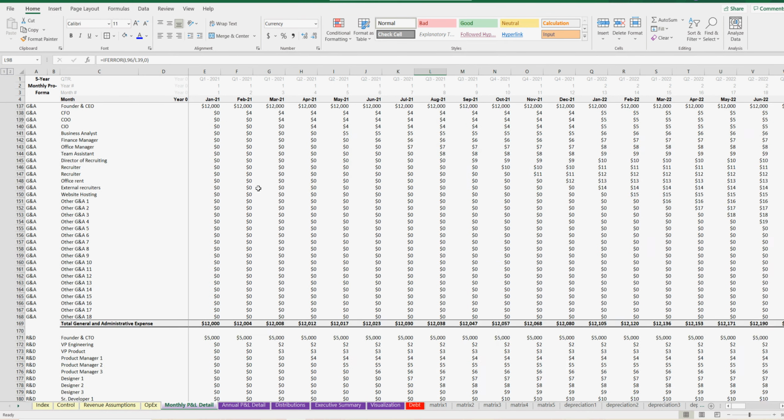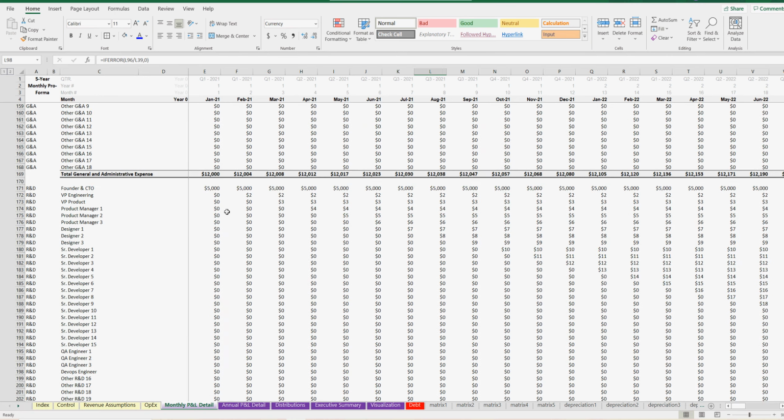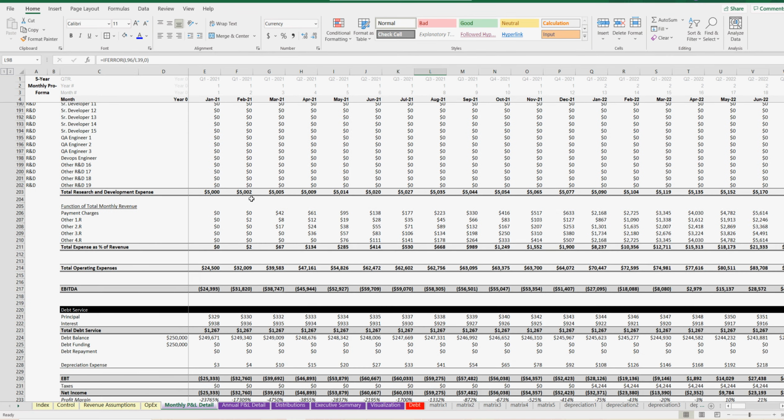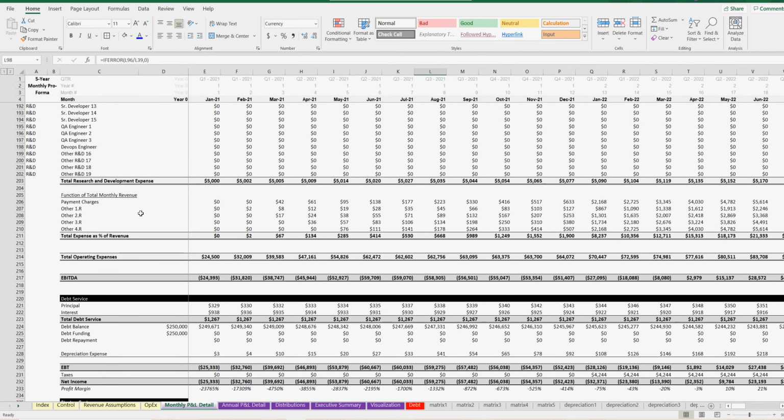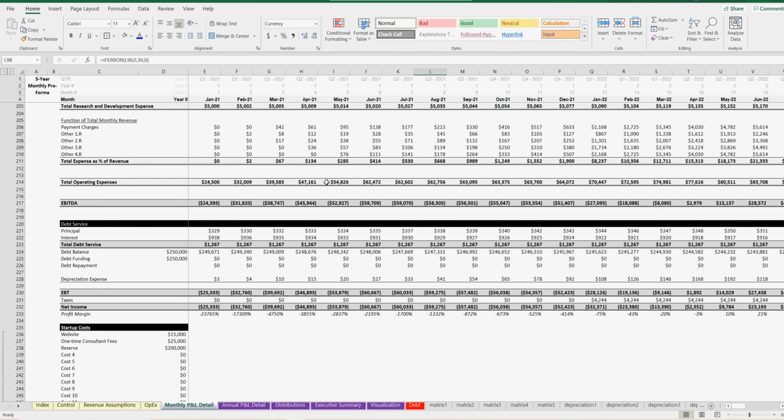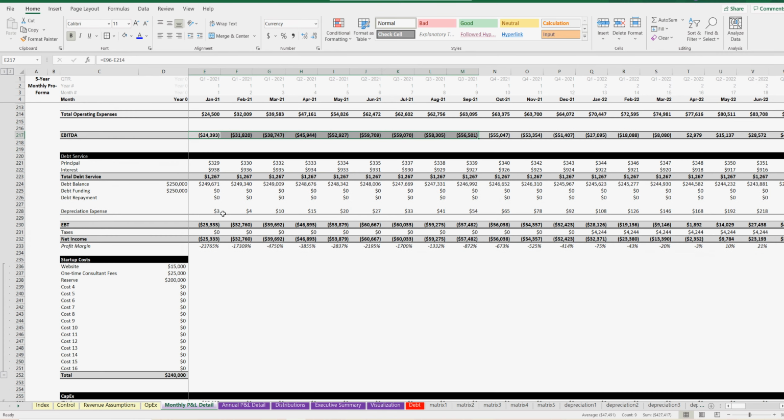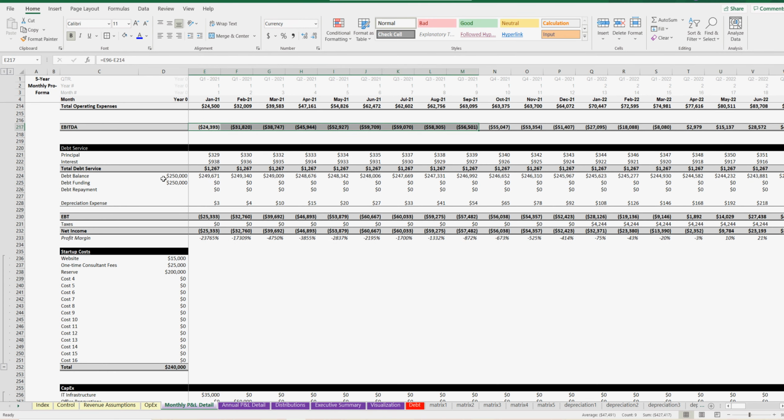Just OpEx, G&A, R&D. These are all the fixed costs. Here's your catch-all percentage of revenue. We've got total operating expenses. We've got EBITDA here. Then we've got debt service, financing from debt if applicable, debt repayment, which will happen automatically on the exit month if there is an exit month, and the debt balance over time.